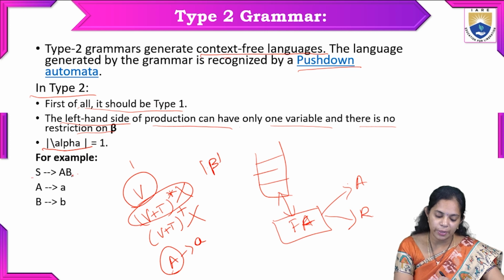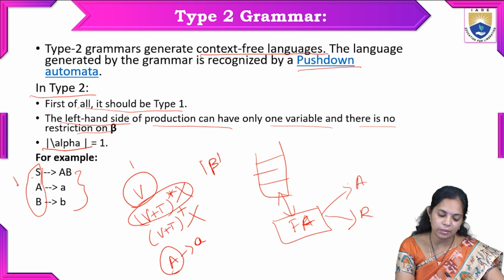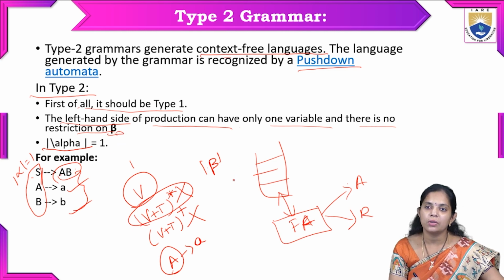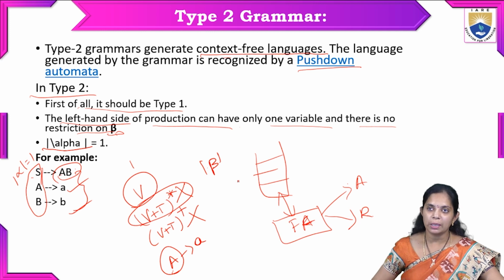By observing this example, the left hand side has the length of alpha equal to 1, and beta is a combination of only terminals or terminals with non-terminals. There is no condition, no restriction on the beta. Only the left hand side has a single variable or single non-terminal. That is the condition we follow for the type 2 grammar.